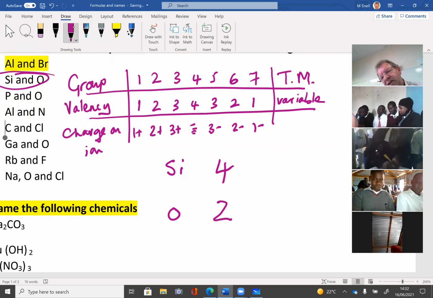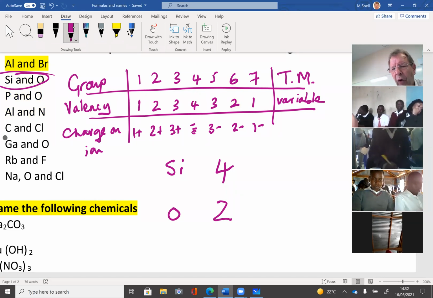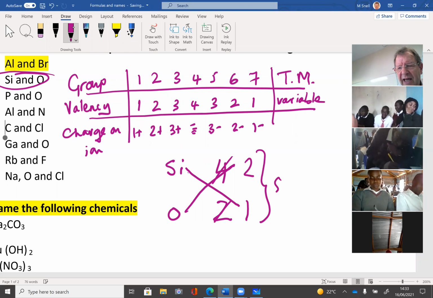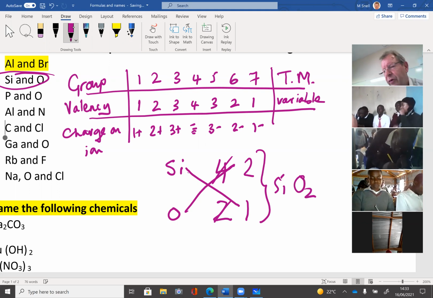Now, what I must remember to do is, if it is possible to simplify these two numbers, to cancel them down, I do. So 4 and 2 can simplify to 2 and 1. So if these will simplify, I simplify 2 and 1. And now I draw my lines, and this is going to be SiO2. Okay, simple. All right.